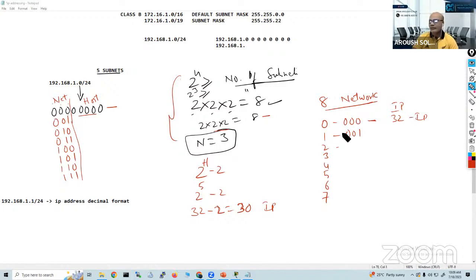See, minus 2, as I told you in the last class: the first IP in the network is used for multicasting and broadcasting.